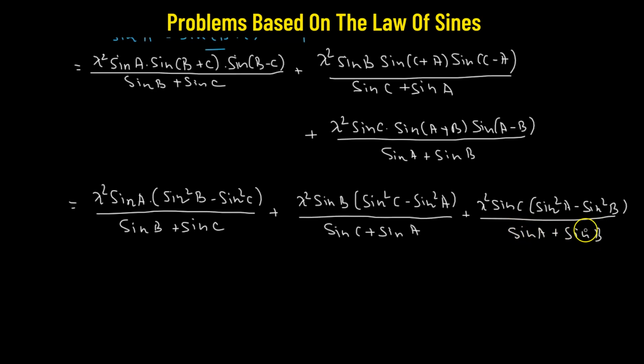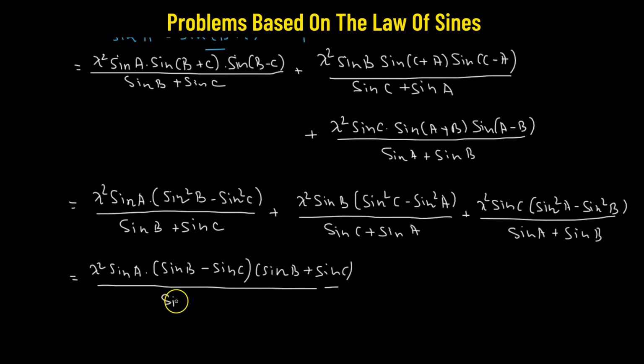Now, the good news is sine squared B minus sine squared C can also be represented as lambda squared times sine A multiplied to sine of B minus sine of C multiplied to sine of B plus sine of C, divided by sine of B plus sine of C. So this can be done to the second and the third term as well. In doing so, we can immediately see the sine B plus C from the numerator and the denominator factors out. So we'll be only left with lambda squared sine A multiplied to sine B minus sine C. This could be done for the other two terms as well.